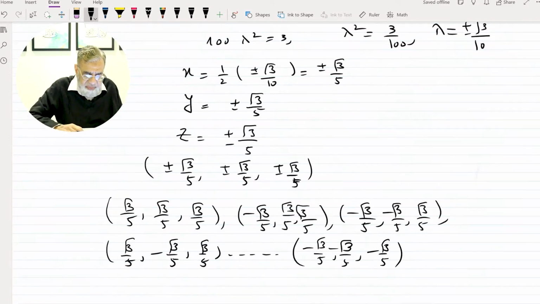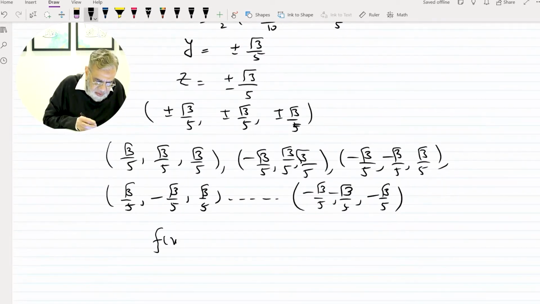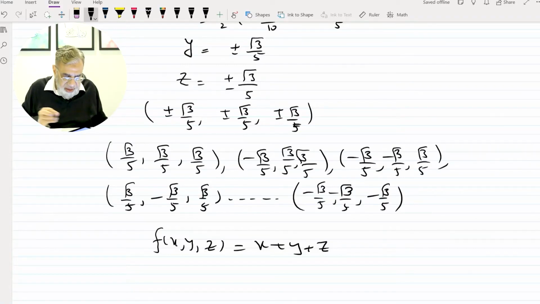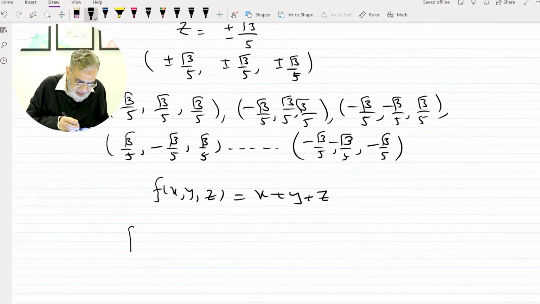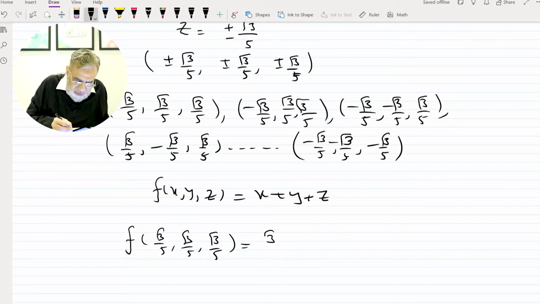Now, because my f(x, y, z) is equal to the sum of these numbers, x plus y plus z, if I take all the numbers as positive, I get the largest value, and if all are negative, I get the least value. When any of them is negative or positive, they cancel, and we do not get the extreme value. So I take the value of the function here at root of 3 over 5, root of 3 over 5, and root of 3 over 5, and that is equal to root of 3 over 5 plus root of 3 over 5 plus root of 3 over 5, and I get 3 times root of 3 over 5.